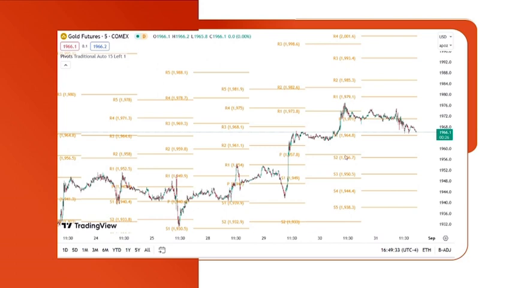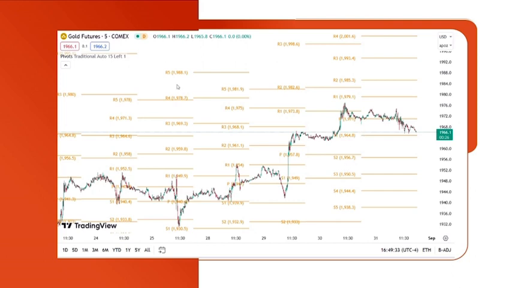Okay, so for example, on this chart here, this is the first resistance point, the second one, the third one, and so on. And this is the first support point, second, third, fourth, and so on.